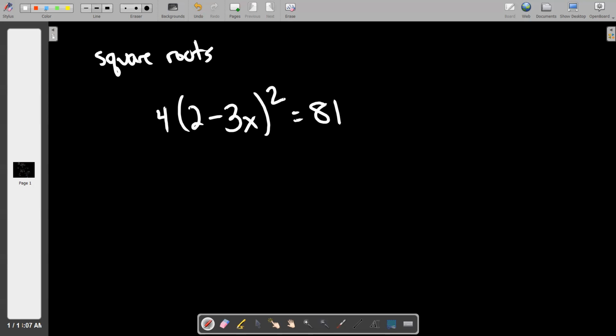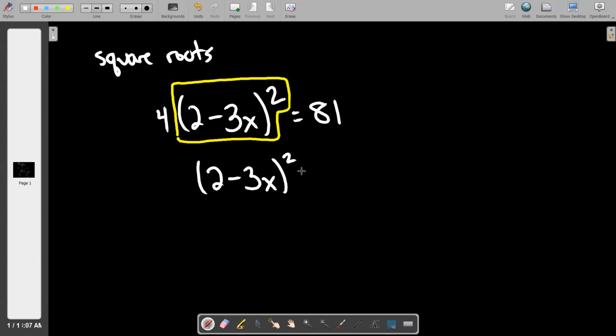Divide by 4. Remember, we're in the mindset now of get the square by itself. And the thing I'm putting in this yellow box is called the square. Anything that is squared is called by definition a square. So I'm going to divide by 4, like Bryce said, and I'm going to wind up with the quantity of 2 minus 3x squared equals what?